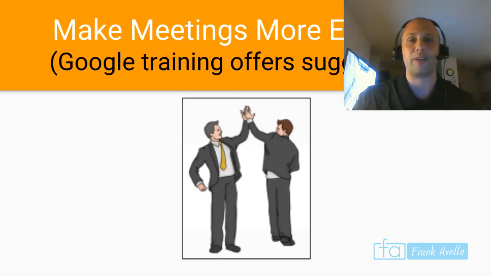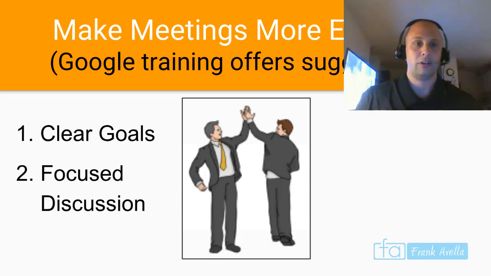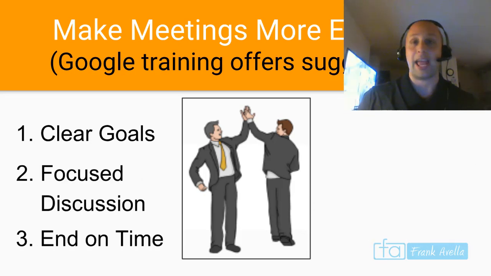Okay, make meetings more effective. This is what the Google training suggests. To make meetings effective, have clear goals, focused discussions, end the meeting on time. That's the worst thing to do, is to keep people there past their time, and then they're going to be very upset with you, whoever's holding the meeting, if you keep them there longer. And then they don't want to come to other meetings that you have.